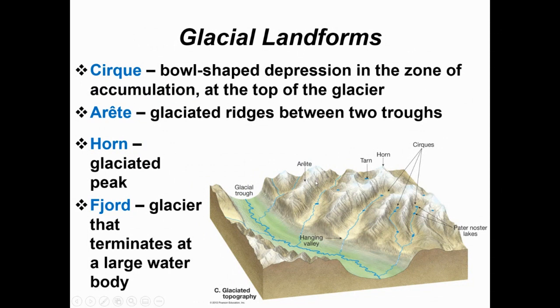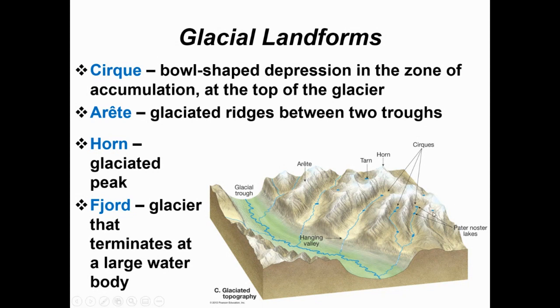Then there are arêtes. Arêtes are mountain ridges that separate different valleys with different glacial arms coming off. They're glaciated as well. Arêtes tend to look very spiky, and again, that's because of the abrasion, so it looks very well sandpapered. Horns tend to look like pyramids. Those are mountain peaks that are glaciated, so they're well shaped as well.